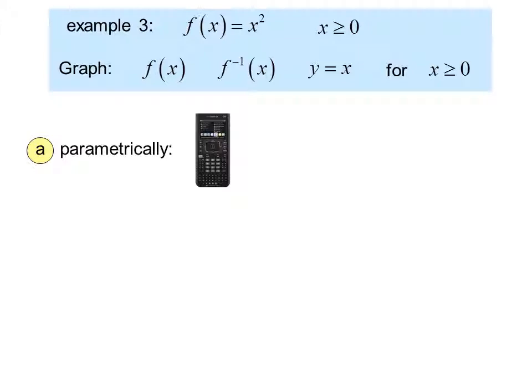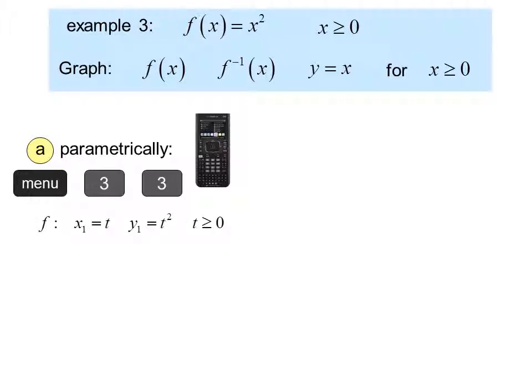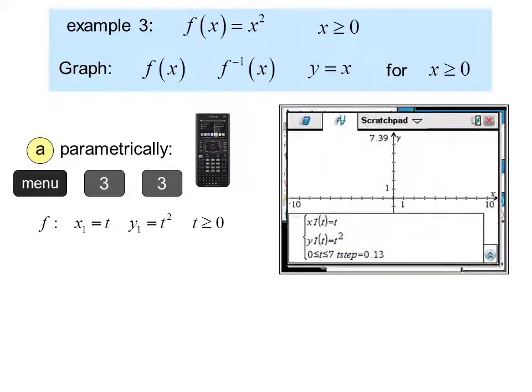Parametrically on the TI-nspire, we'll press menu 3, 3, and enter the original function, x1 equals t, y1 equals t squared, for t greater than or equal to 0. For the inverse function, we switch x and y, so we have x2 equals t squared, y2 equals t.